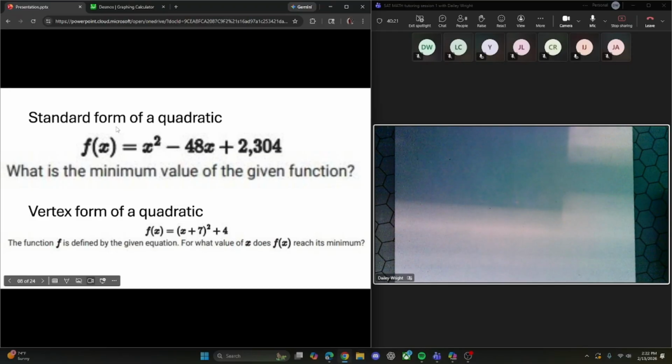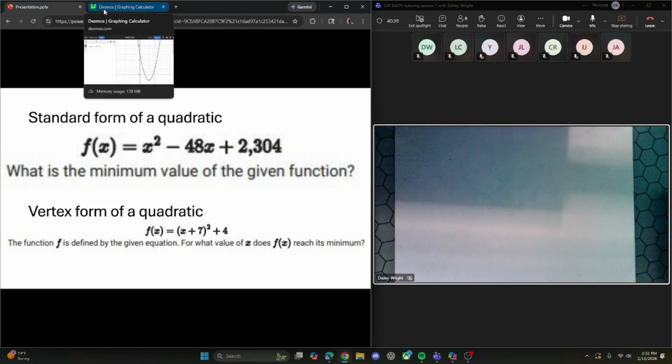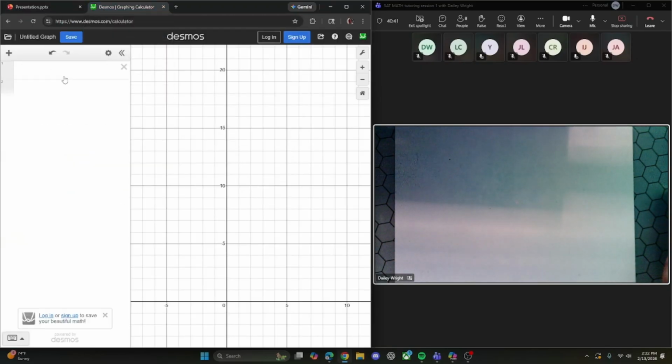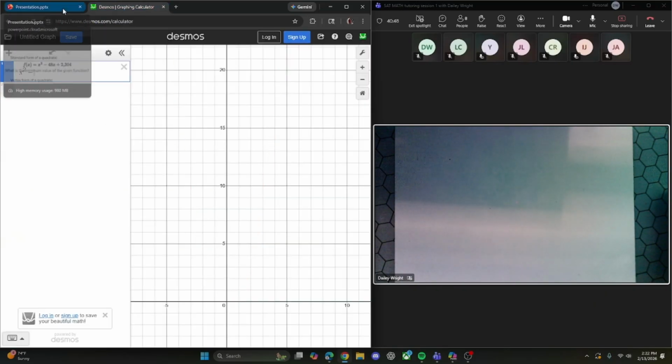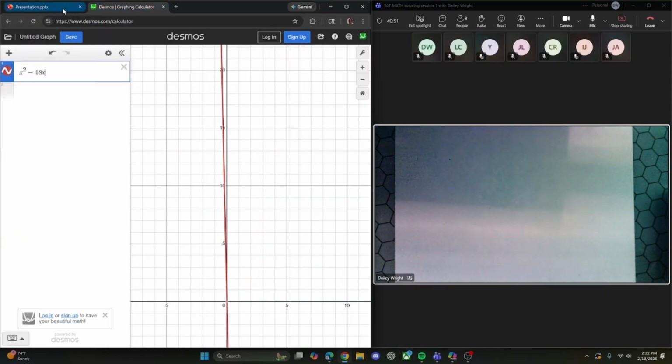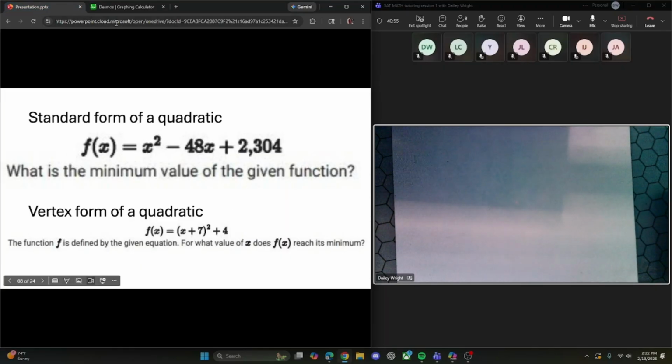And this is a practice problem for standard form and vertex form. This one asks for the minimum value of the given equation. So now I know we are looking for the vertex. I'm going to plug this equation into Desmos and find the vertex, because it's in standard form, not vertex form. So this would be x squared minus 48x plus 2304, I believe. Yep, okay.